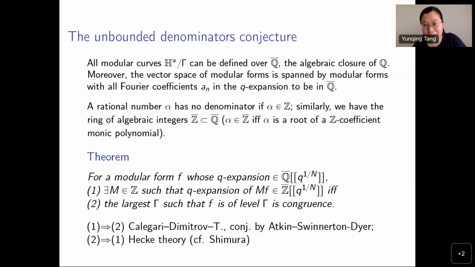And the relatively new part is that 1 implies 2. That is the joint work of Frank Calegari, Vesselin Dimitrov, and myself, where we prove that if the Fourier coefficients of a modular form have bounded denominators, then it must be congruence. So this is the first result that I would like to present before I move on to talk about the idea of the proof and one of the key ingredients.